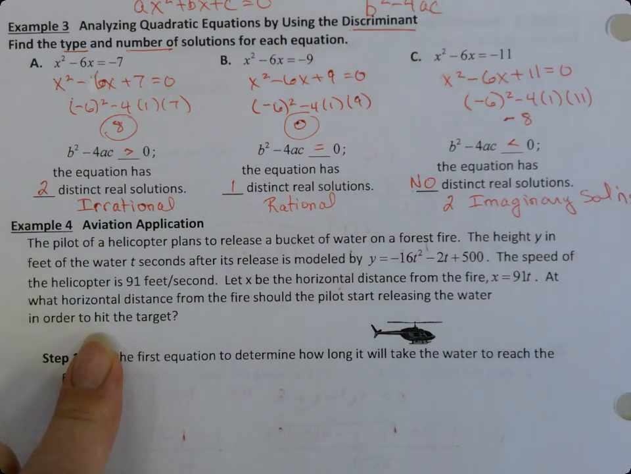91 feet per second, and then it releases it. Okay, so the water is not just dropping straight down. It's going to have that little bit of an angle on it. So we need to find out when they're going to release it. So here's what we're going to do.